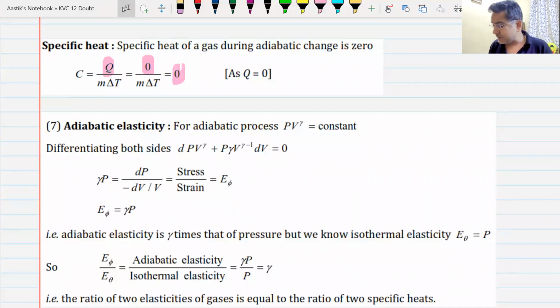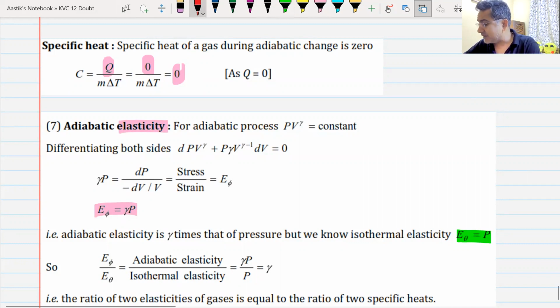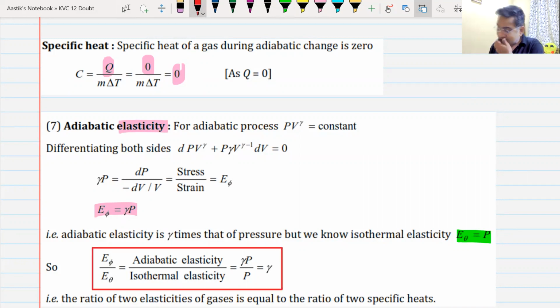Then, as I said, for every process, we also have elasticity. Adiabatic elasticity is gamma times P. Isothermal elasticity was P, so this is a very, very important relation that could come in your physics as well as your chemistry. Adiabatic elasticity by isothermal elasticity for any gas should be equal to gamma, the ratio of specific heats of the gas. Remember this, keep it in a safe deposit somewhere where you can extract it.